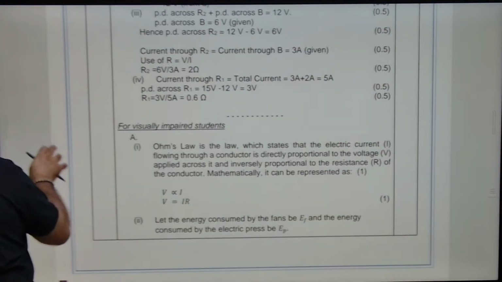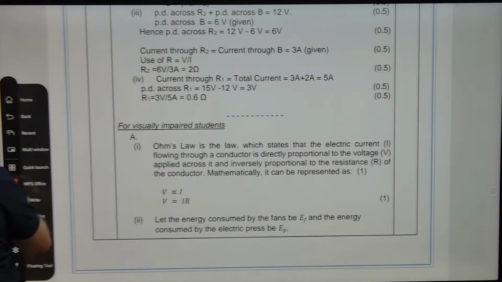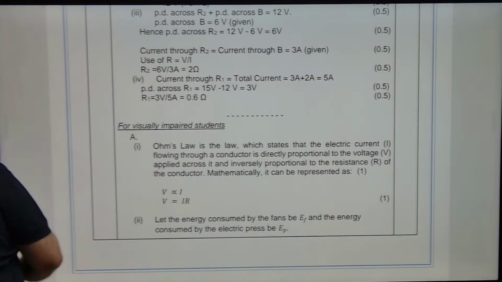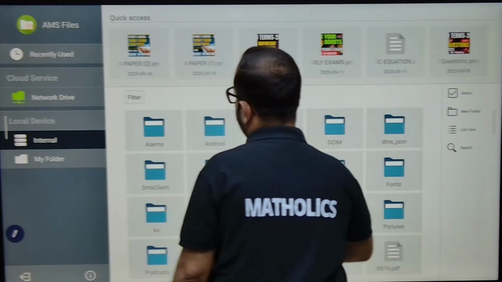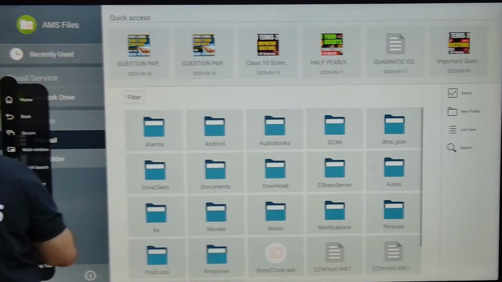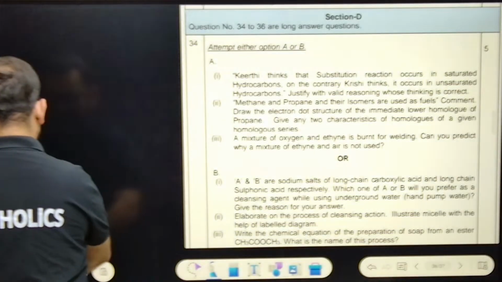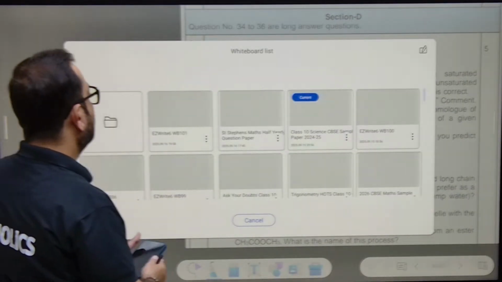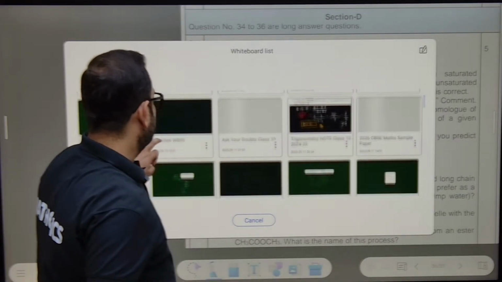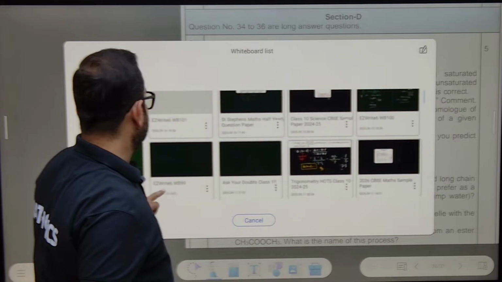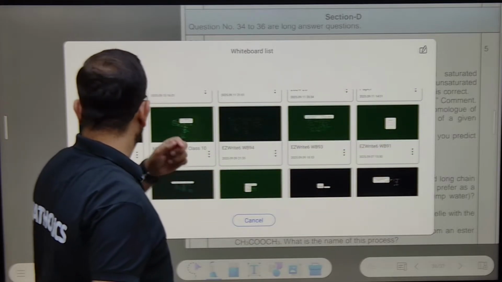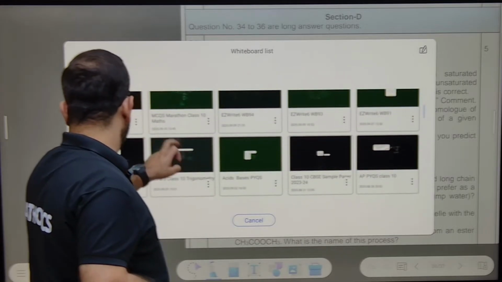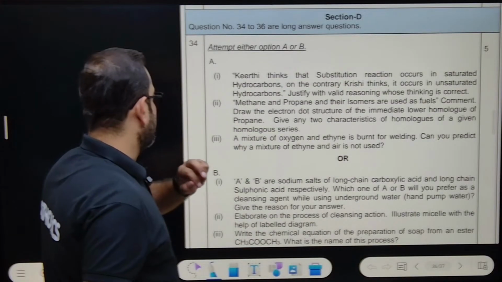Okay, let's do acid bases PYQs only. Those will be more important, I guess. Wait. Let's do acid bases PYQs. Bases. Okay, have these.